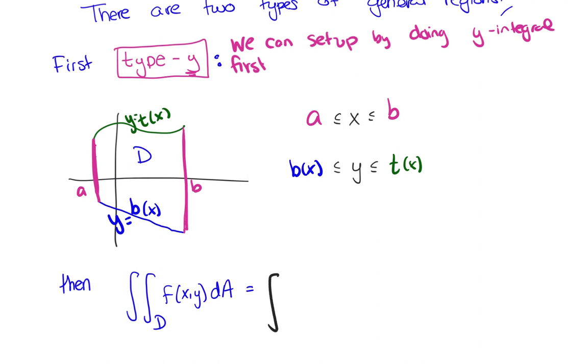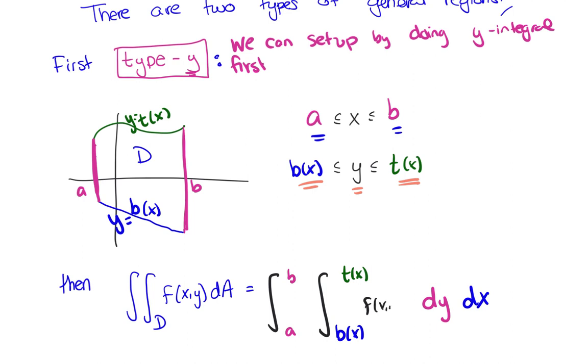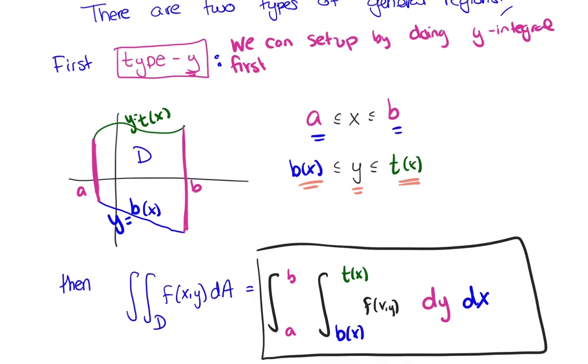So if I want to set up my integral as a type y, I do y first, and after that I do x. Then I would say that my y goes from b of x to t of x, so I put the b of x on the bottom and the t of x on the top. And then the x just goes from a to b, and we keep the function in there, f of x y. So for a type y, we set up y first, just like this. We have the y equals function on the bottom and the y equals function on the top. We're allowed to have x's in those bounds, because after that, we integrate with respect to x.